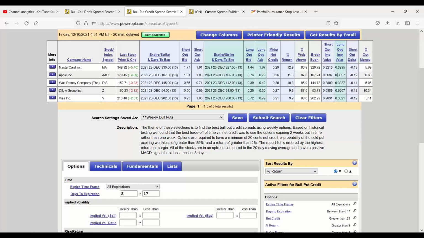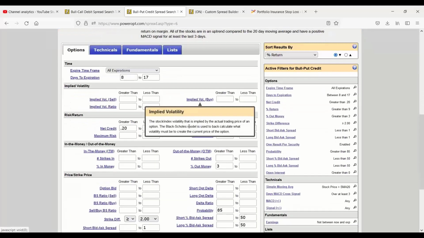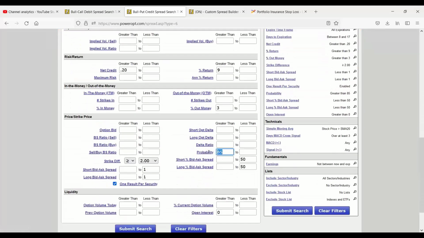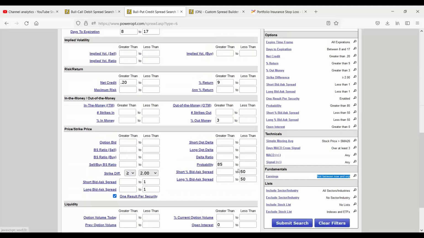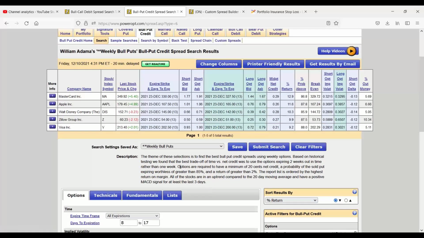Using the weekly bull put credit spreads, looking for an 85% probability or higher. The Kelly criterion is usually based on that 20%, the 80-20 rule, Pavol, in a sense. And here are the top 5 results right now that match the criteria we're using. The criteria includes the probability, limiting the bid-ask spread, stock technicals, and avoiding stocks that have an earnings date between now and expiration.